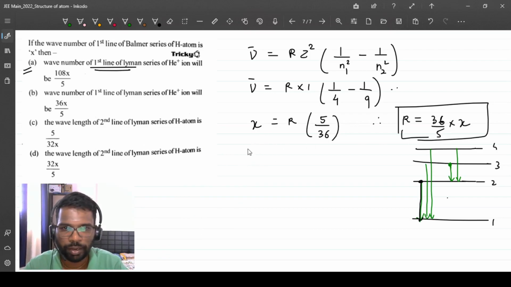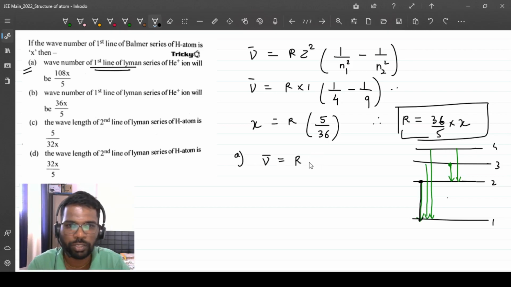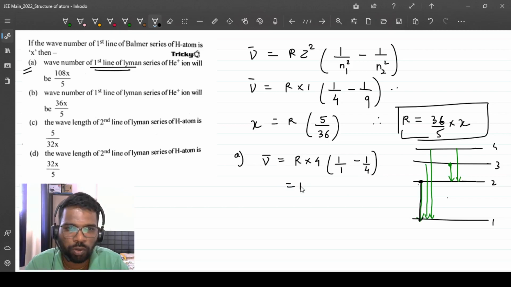So this is about R. Now option A, if I'm solving, then wave number will be equal to R Z square, right? For this Z is 2, so I will write 2 square is equal to 4, into 1 by 1 minus 1 by 2 square, right? For the Lyman series, first line of the Lyman series. So this is the first line, so 1 by 4. So wave number will be equal to R into 4 into 3 by 4. So wave number is equal to 3 times R.